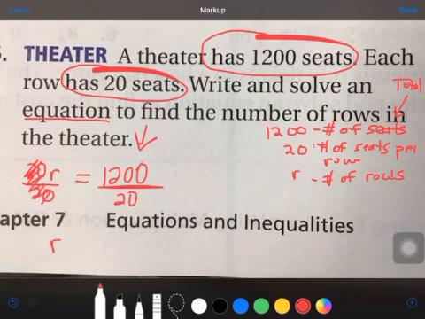Then these will go away. So then we have 20 goes into 1,200. Let's see, 20 goes into 120 5 times. 5 times 12 is 60. So we'll say that goes in 60 times.